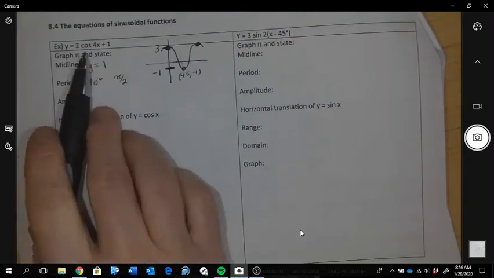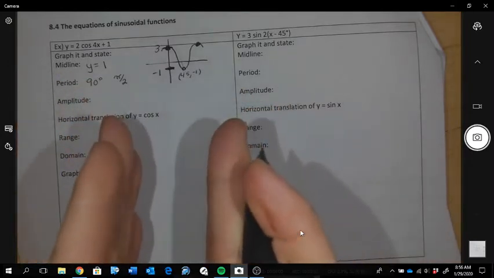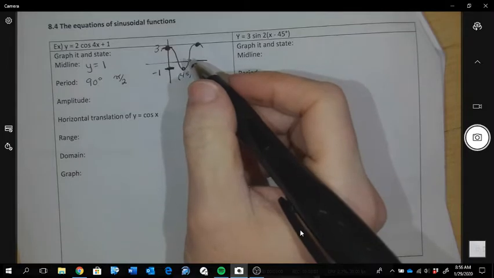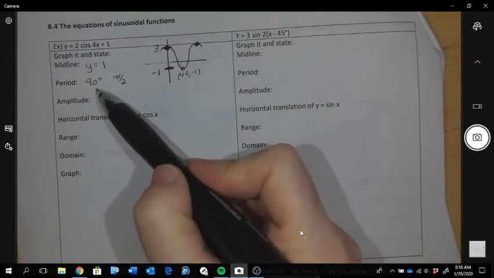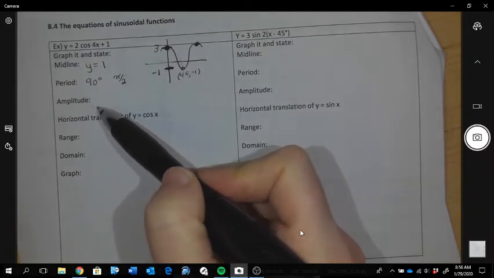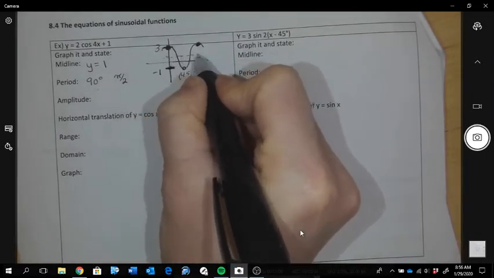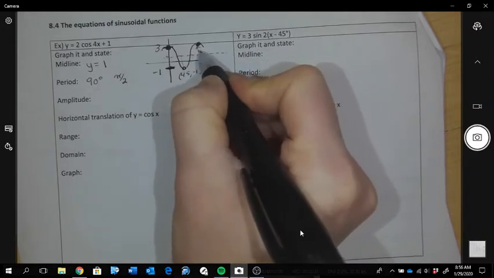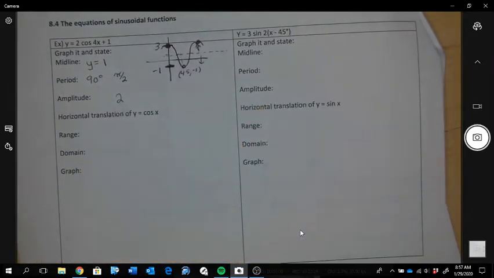What happened there is this 4 made your graph compress, like squish in by 4. Normally it takes 360 degrees to go through a cycle. Now if I compress that by 4, it only takes 90 degrees. The amplitude: I'm just going to draw the midline. How far do I stretch up and down from the midline? We are spanning 2 off the midline.